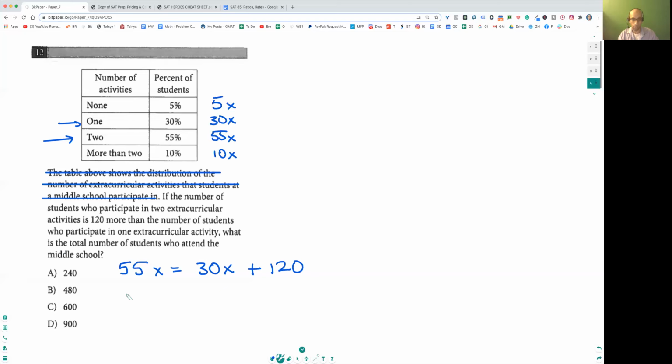So here, it's going to be a bit strange, but you can think about it like this. You subtract 30x, you get 25x is equal to 120. So x is equal to 120 over 25, whatever that is, doesn't matter. Remember, the total number of people who attend the school is 5, 30, 55, 100. When you add this, the magic thing is it becomes 100x, okay? And then now you can calculate the value pretty fast.